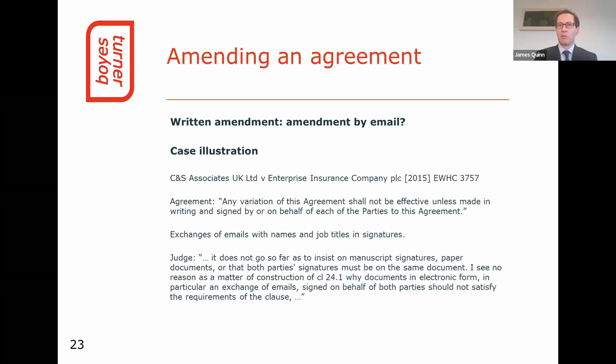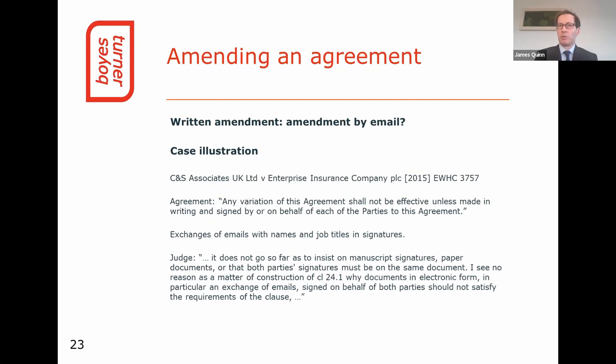The judge's view was that the purpose of this clause was to ensure that the parties will not be bound by oral agreements or by informal unsigned written documents. However, he considered that it did not go so far as to insist on manuscript signatures, paper documents, or that both parties' signatures must be on the same document. He saw no reason why email signed on behalf of both parties should not satisfy the requirements of the clause, provided that the other requirements of contract formation and variation are satisfied.